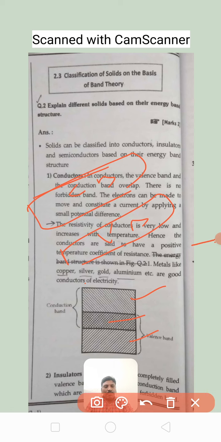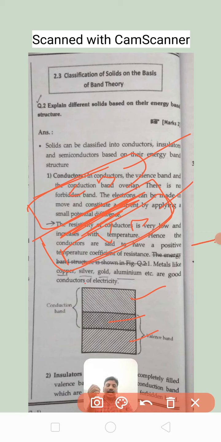So this gap is provided in insulators and semiconductors, whereas no gap is provided in conductors. This is the conduction band and valency band, no gap is there, you can see that. Both are very close to each other, there is no gap provided. So that is why these conductors simply allow the flow of current through themselves.